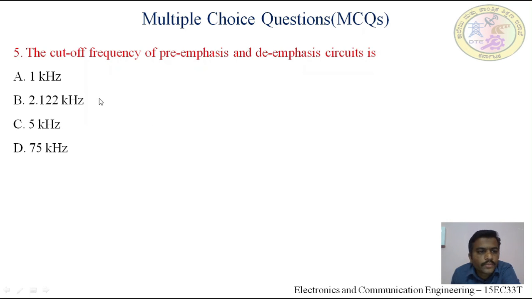Low-pass filter. Fifth question. The cutoff frequency of pre-emphasis and de-emphasis circuits is: options A. 1 kHz, B. 2.122 kHz, C. 5 kHz, D. 75 kHz. We know that the pre-emphasis and de-emphasis circuits have a cutoff frequency of 2.122 kHz. The answer for this question is B, 2.122 kHz.